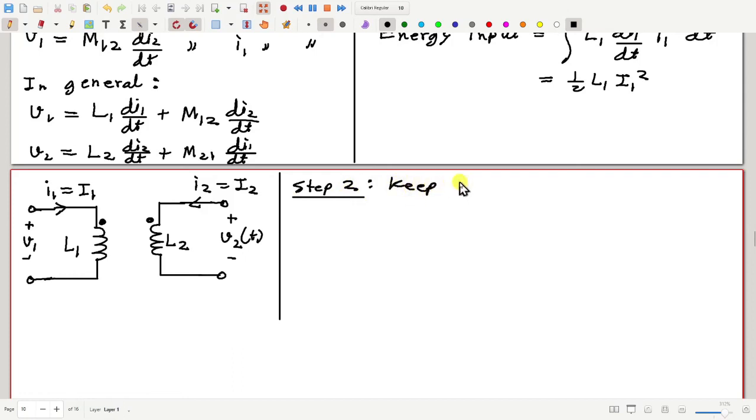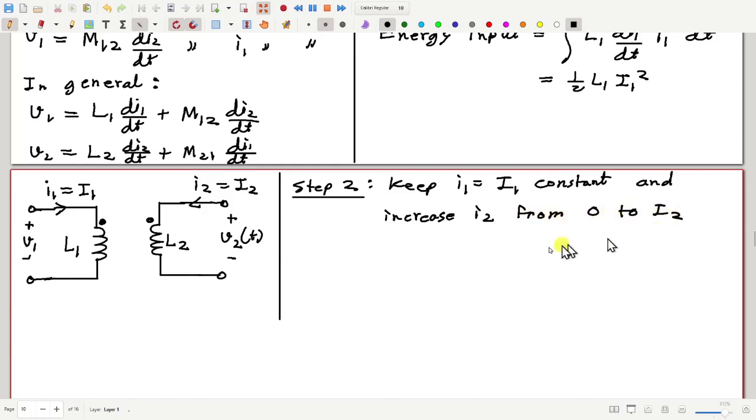Keep I1 equal to capital I1, constant, and increase I2 from 0 to capital I2. So for this situation, how much is the power? Let me calculate the energy directly.